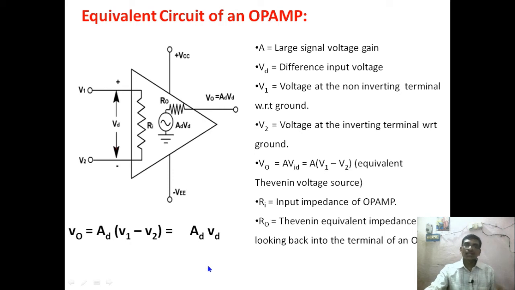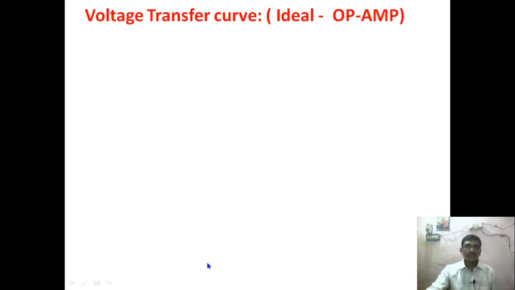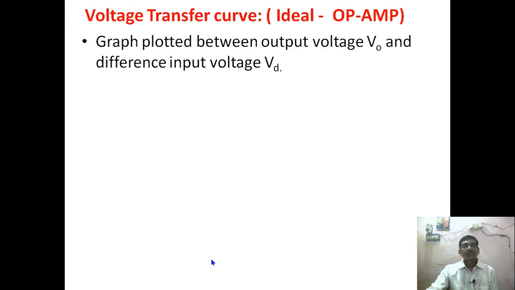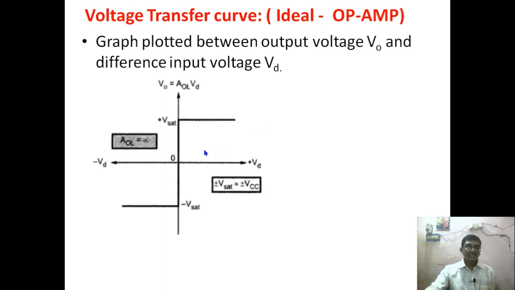This is also an important topic. They may ask you in examinations. And next, the voltage transfer curve for the ideal amplifier. So what is the voltage transfer curve? The transfer is between the input and output terminals. Therefore, the transfer curve can be drawn between the input voltage and the output voltage. The graph is plotted between the output voltage V0 and the differential input voltage Vd.